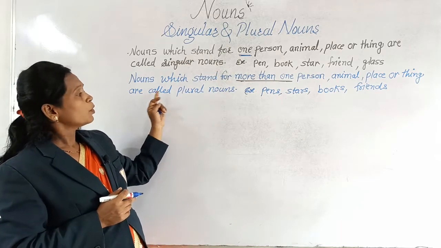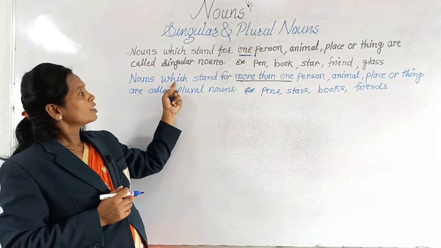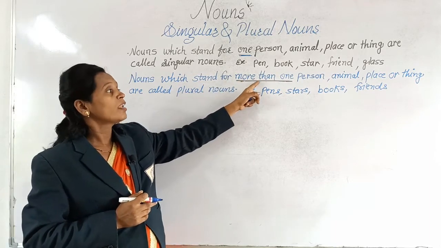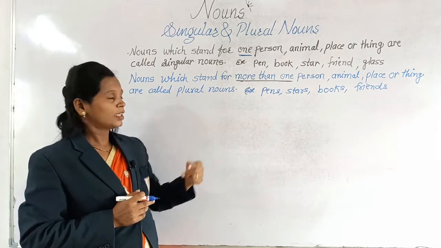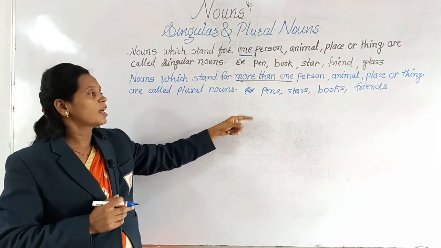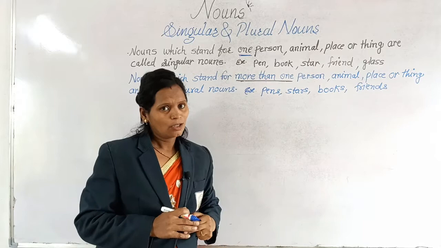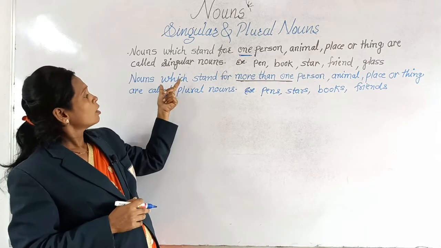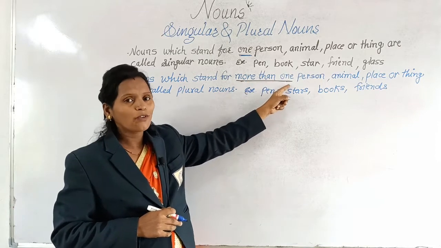Then plural nouns. Let's see the definition of plural nouns. Nouns which stand for more than one person, animal, place or thing are called plural nouns. Some examples are here: pens, stars, books, friends and many more. So how can you identify the plural nouns? Because of more than one person.